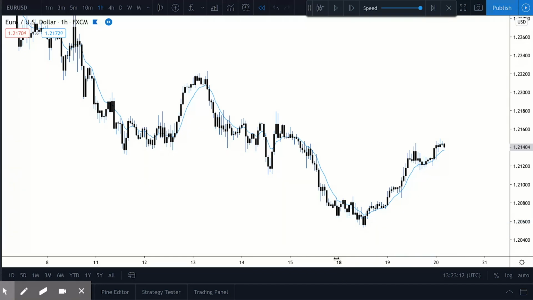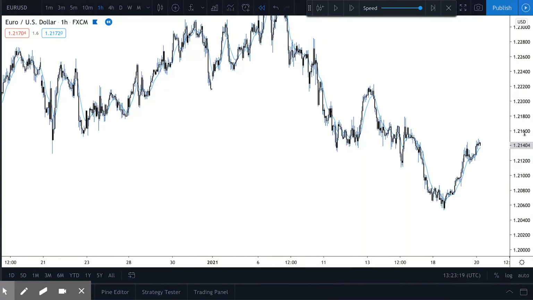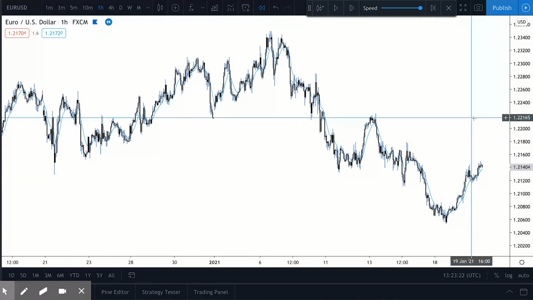So if we look at the Euro USD chart right now, we're looking at the hourly chart currently. We've got the neutral layout on. The neutral layout is a nice place to start because if we start with that neutral layout, we can actually focus on the market structure without the red and green candles distracting us.